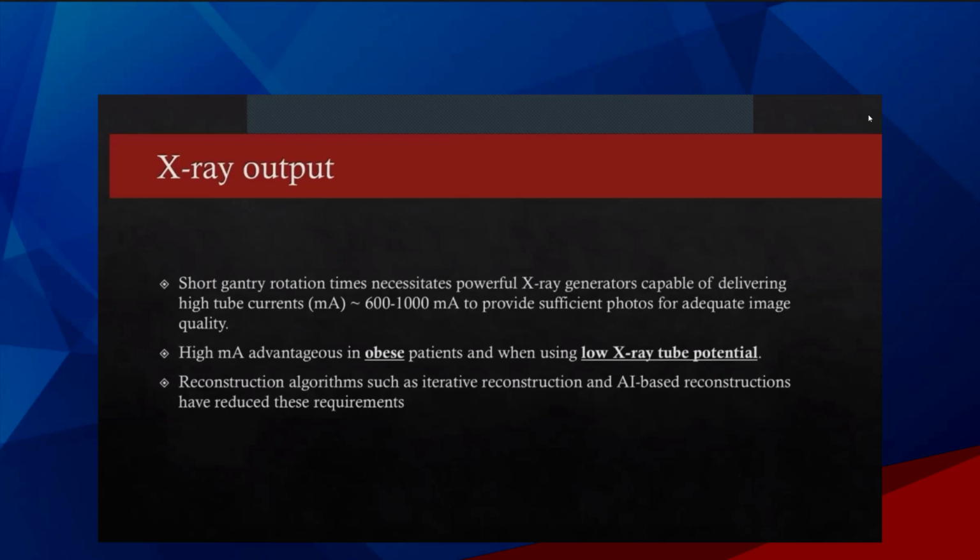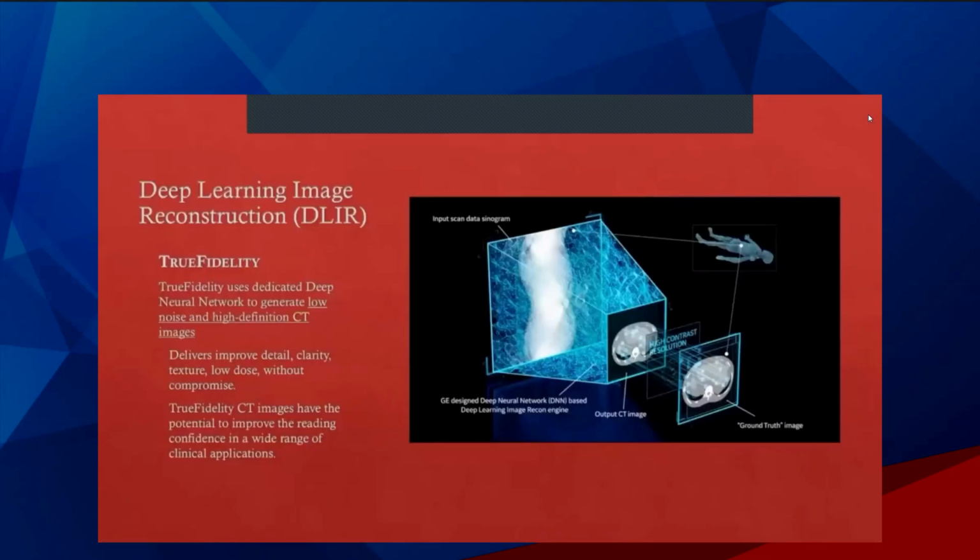The use of new reconstruction algorithms such as iterative reconstruction and AI-based reconstructions have reduced this need, but it's still nice to have enough photons to be able to get good contrast to noise ratio images. This is the version of AI-based image reconstruction we use on our scanners. It is referred to as deep learning image reconstruction or TrueFidelity. It uses deep neural networks to generate low noise images and high definition.